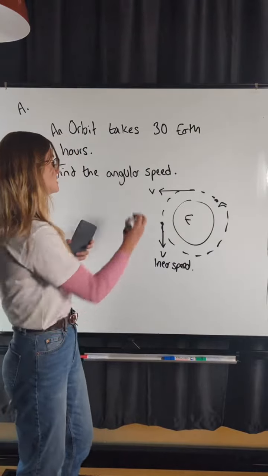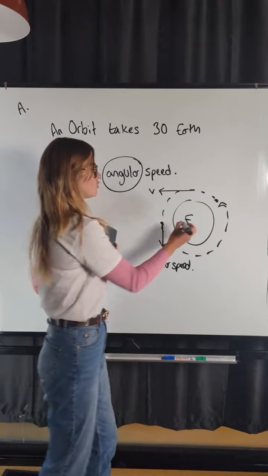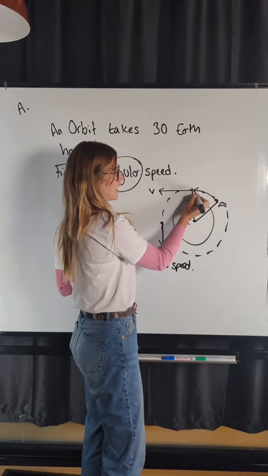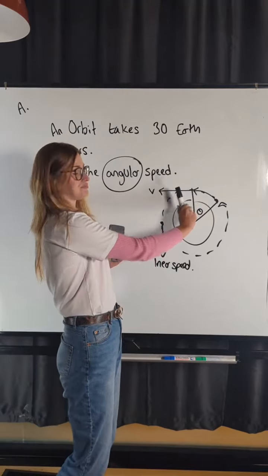The angular speed is exactly what it says. It's how fast it goes through an angle. So let's say that's the center of my circle. When I think, how fast does it take to go around that angle? There's my angle there. So again, we're looking for the speed to sweep through that angle.